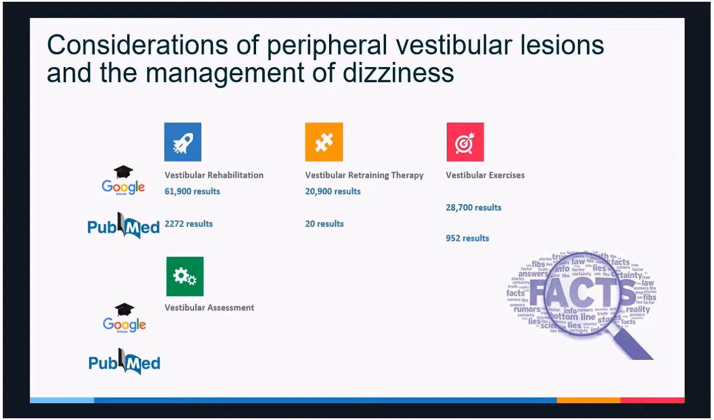What approach do I take? When do I do a caloric? When do I do a V-HIT? When do I do a VEMP? Do I do them all? What would be the best strategy? Not so great news for us there in terms of getting some clear, definite answers.